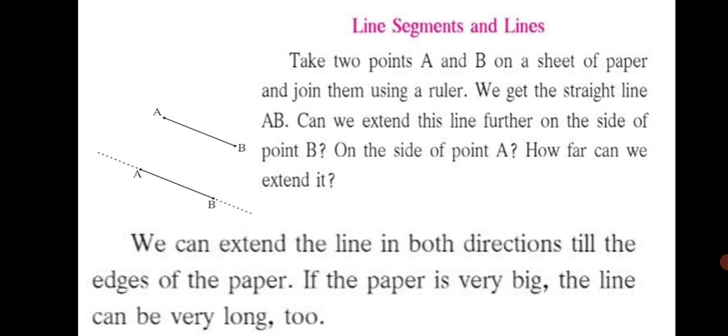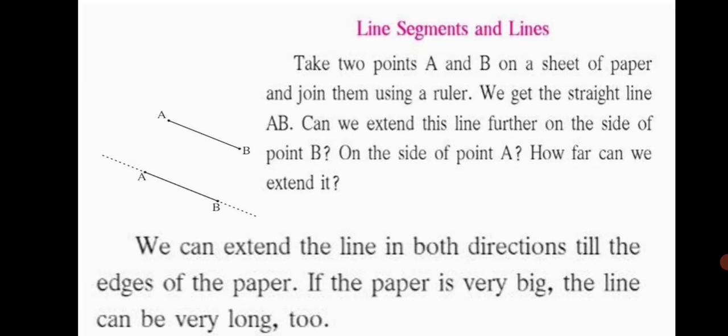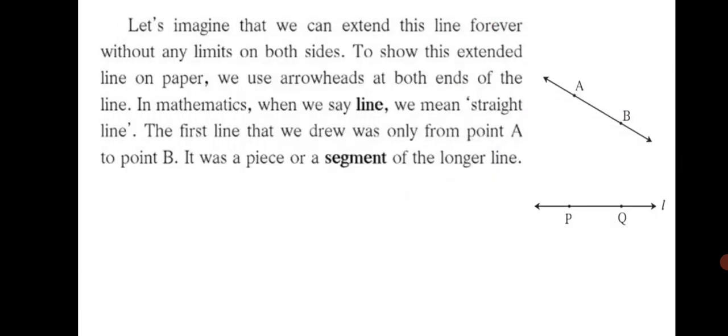So we can extend the line in both directions till the edges of the paper. If the paper is very big, the line can be very long too. Let's imagine that we can extend this line forever without any limits on both sides. To show this extended line on paper, we use arrowheads. See, like this, arrowheads at both ends of the line. In mathematics, when we say line, we mean straight line.